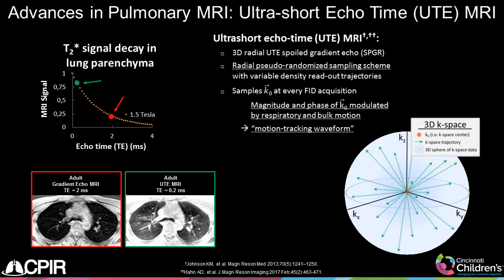The repeated sampling of the k-space center, k0, is also advantageous for a second reason, which is that the magnitude and phase of k0 are modulated by motion. In this work, we will exploit this phenomenon in order to explore respiratory gating and bulk motion removal.